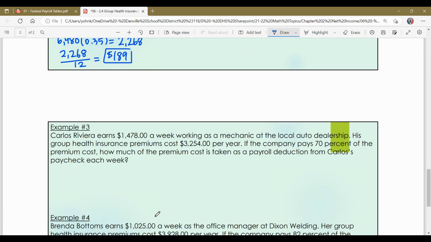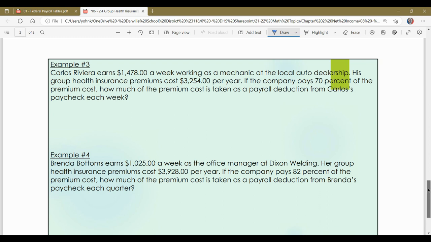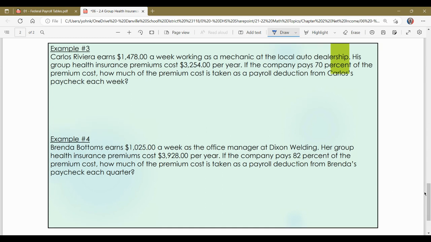All right, let's see 2 more examples. Carlos Riviera earns $1,478 a week working as a mechanic at the local auto dealership. His group health insurance premiums cost $3,254 per year. If the company pays 70% of the premium cost, how much of the premium cost is taken as a payroll deduction from Carlos's paycheck each week? Okay, if the company pays 70%, then you're going to pay 30%.